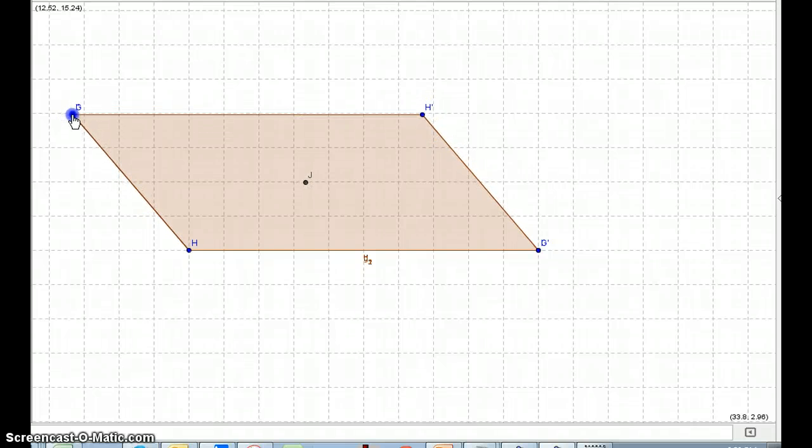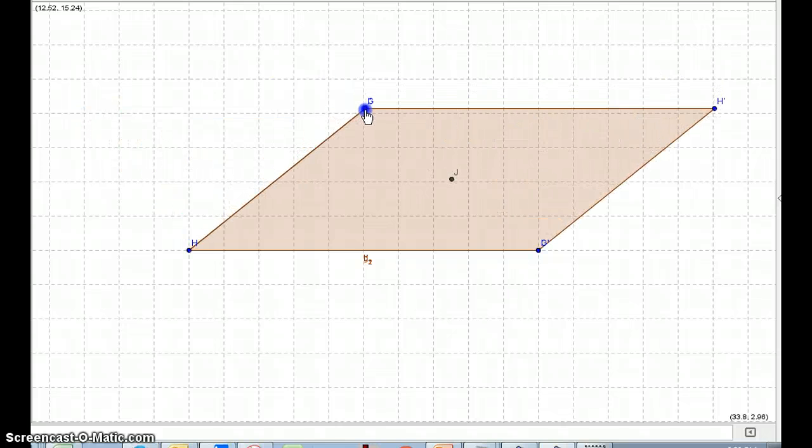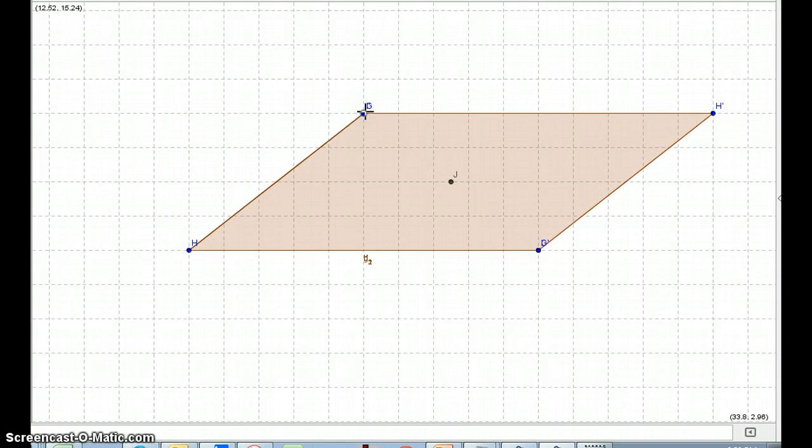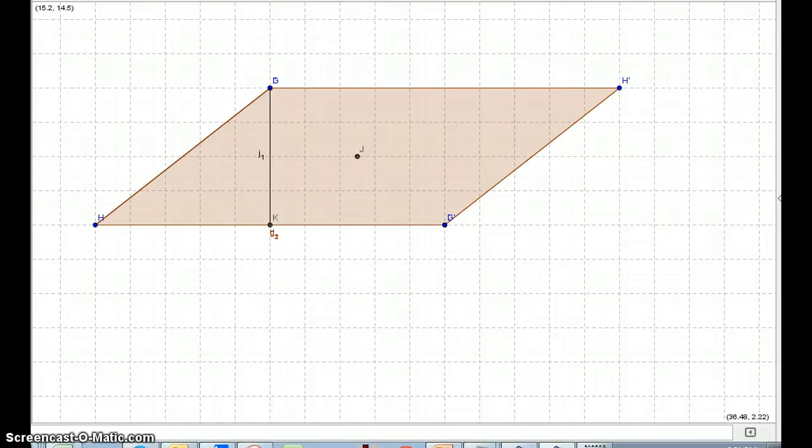Now, how do I create a convincing argument that the area for this parallelogram is the same as the area for the rectangle? I have an idea. Let's convince ourselves that this is the height of this parallelogram, by making sure it's perpendicular.